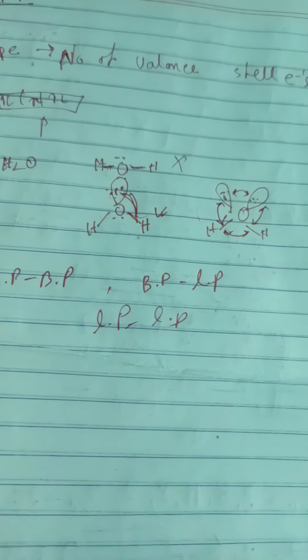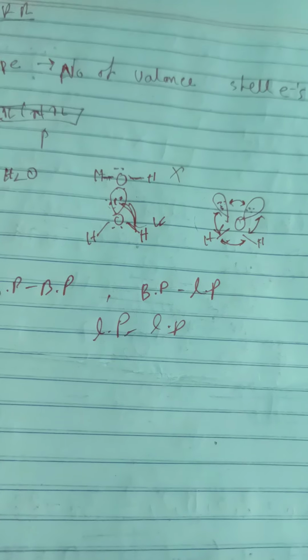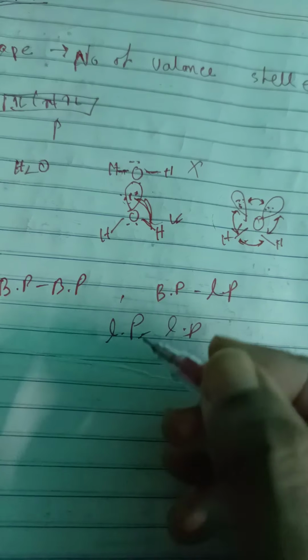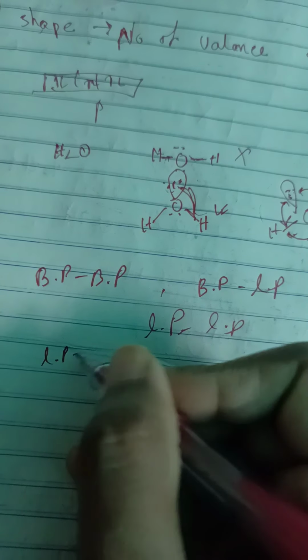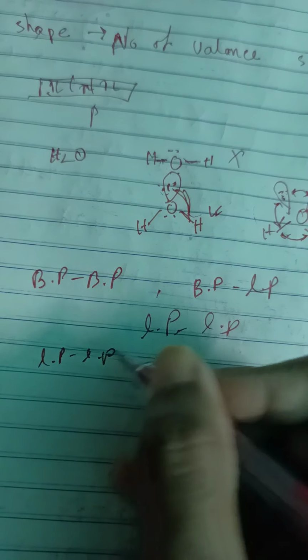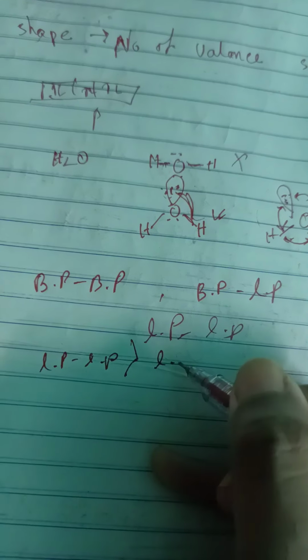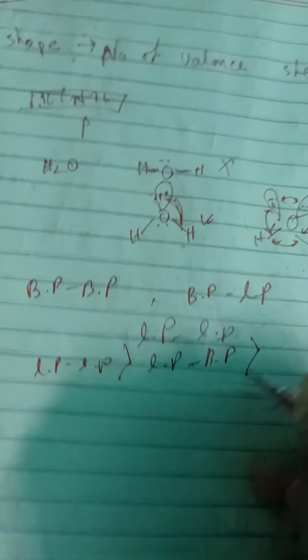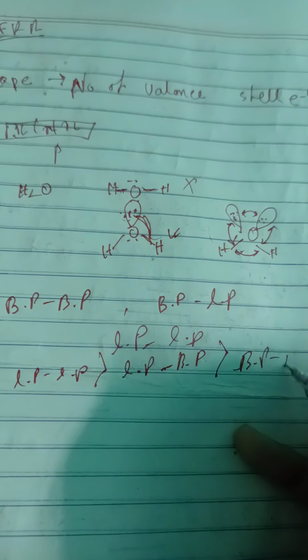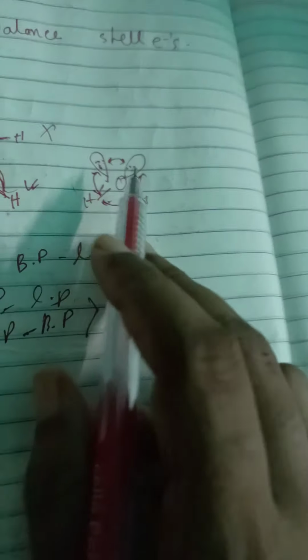And what is the strength? Which is the maximum repulsion? As a shortcut I am writing: lone pair-lone pair repulsion is the maximum, then comes lone pair and bond pair, then comes bond pair repulsion. It means two lone pairs can repel the maximum.